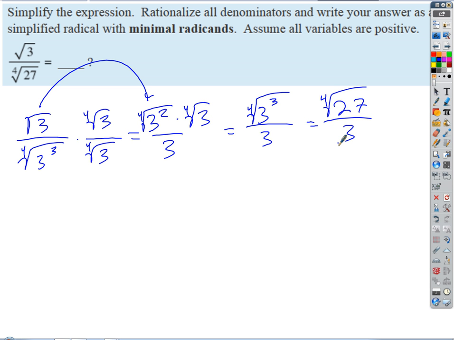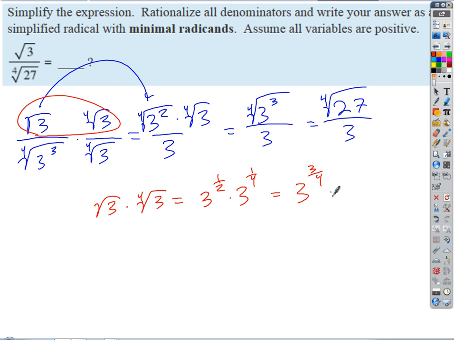We could have also just done this. Those are like bases, aren't they? Right? So let's just deal with the numerator. The square root of 3 times the 4th root of 3 is the same thing as saying 3 to the 1/2 times 3 to the 1/4. What do you do when you multiply like bases? Add the exponents, right? So that's the same thing as 3 to the 3/4, which is that. Doesn't matter, either way.